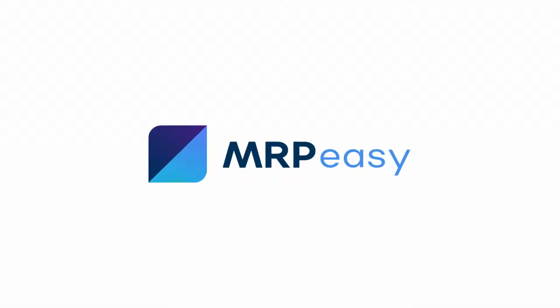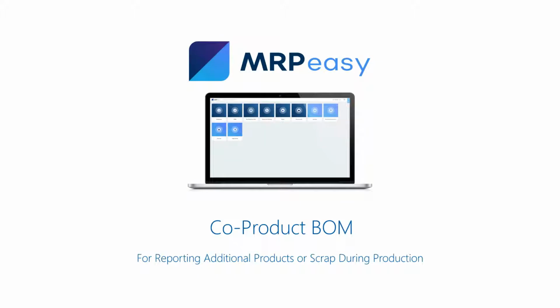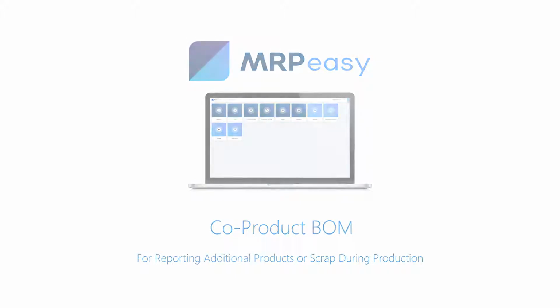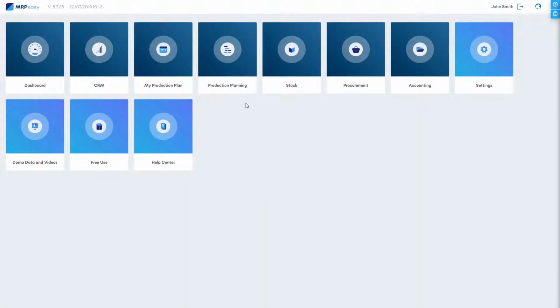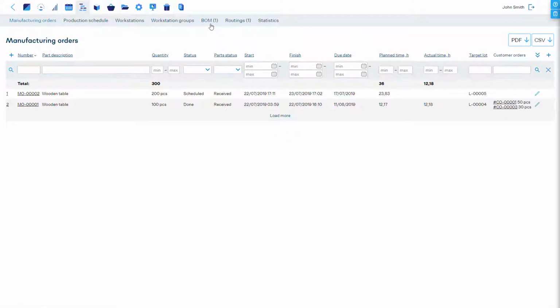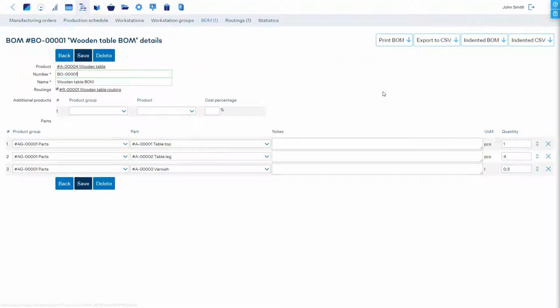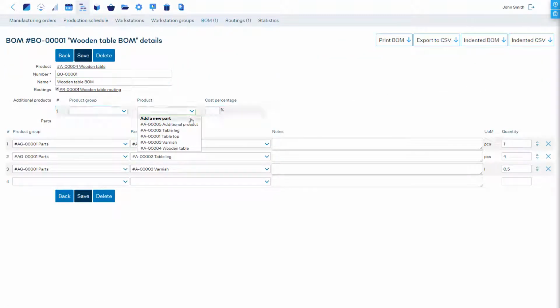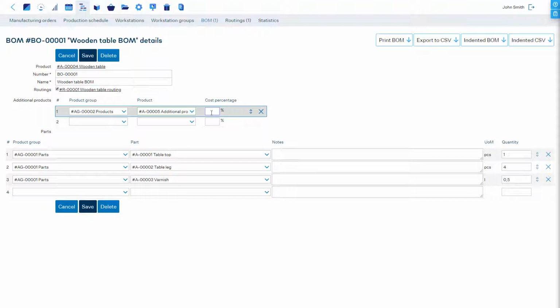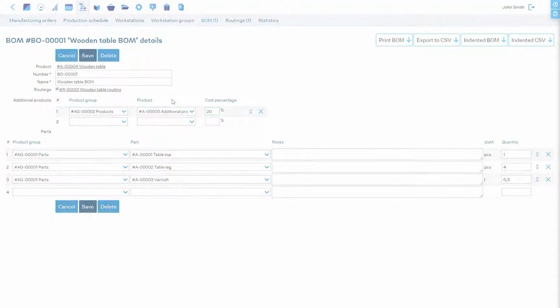Hi. With MRPeasy Professional Edition and the Co-product BOM functionality, it is possible to retrieve other additional products to stock when making a main product. To configure the side products, open the main product's bill of materials, and in the Additional Products section, add these items. The additional products can also be assigned a cost proportion per unit, which defines how manufacturing costs are divided among the main product and the additional products.